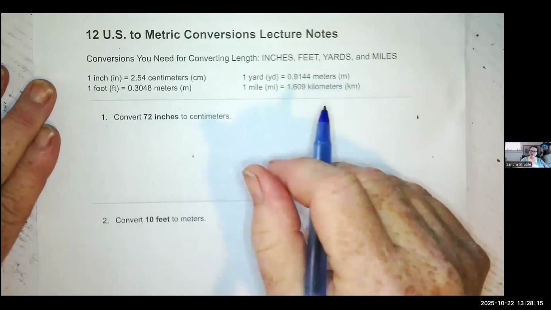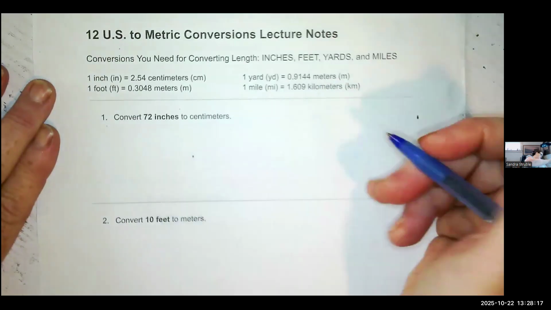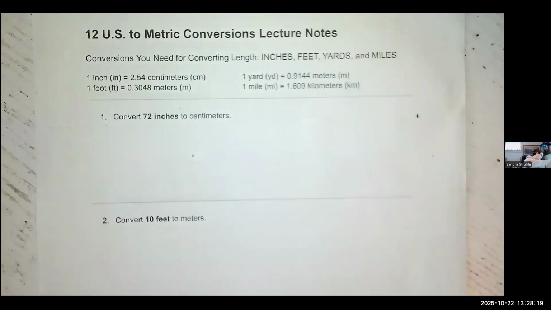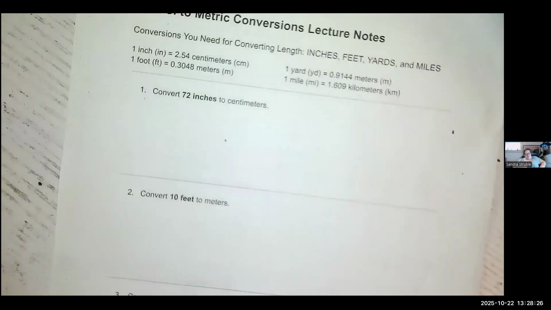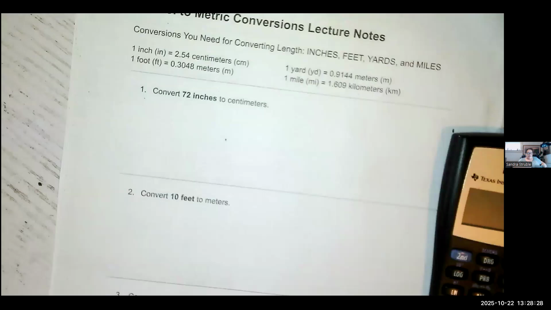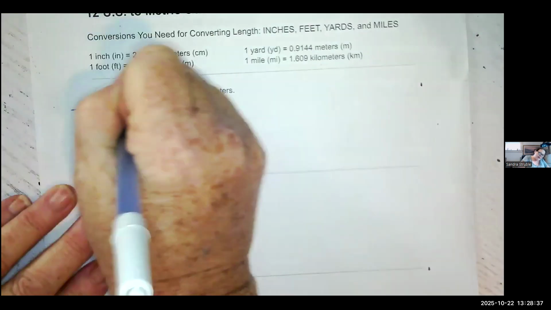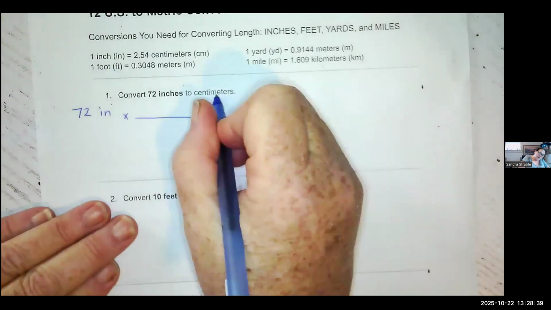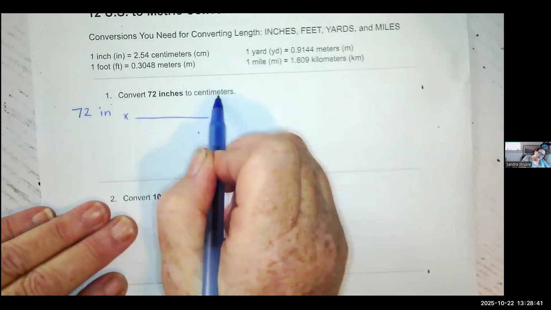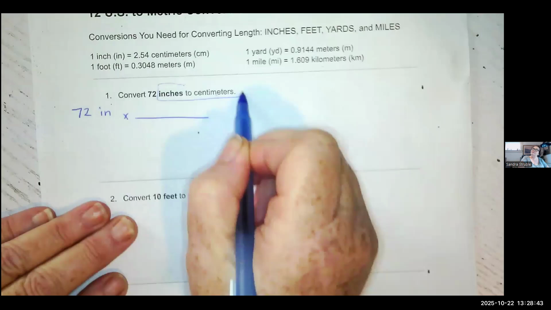Convert 72 inches to centimeters. All right, remember the same concept happens no matter what we're talking about here. We're going to start with what we're given. We're given 72 inches. And then we're going to convert to get to centimeters. Do we have a way to get from inches to centimeters? That's the question. Well, right here, I can go from inch to centimeters. So yes, we do.